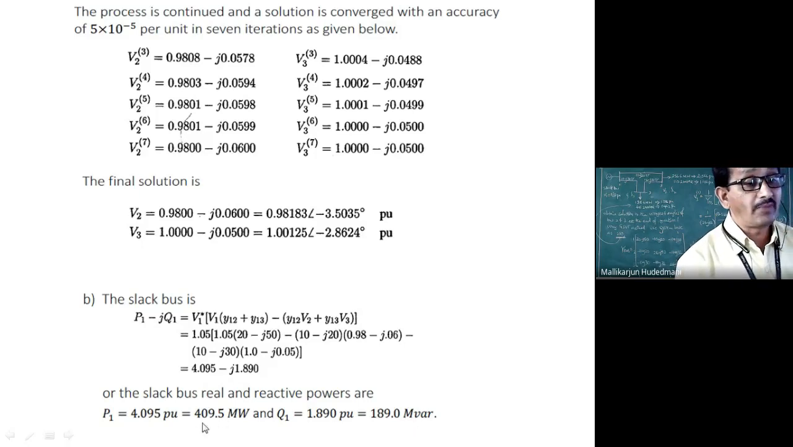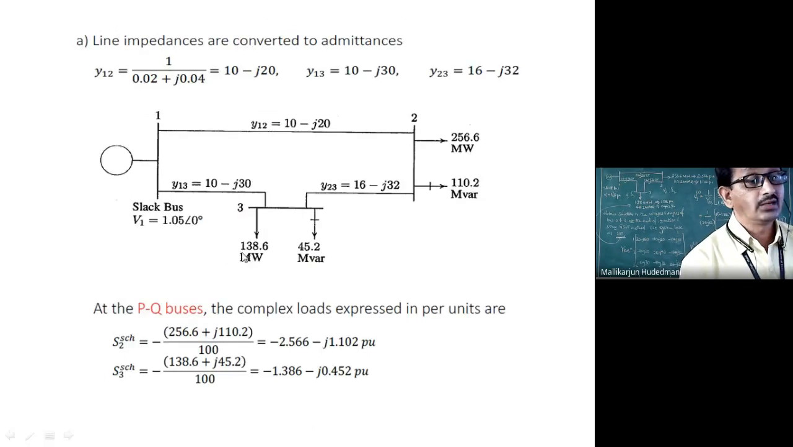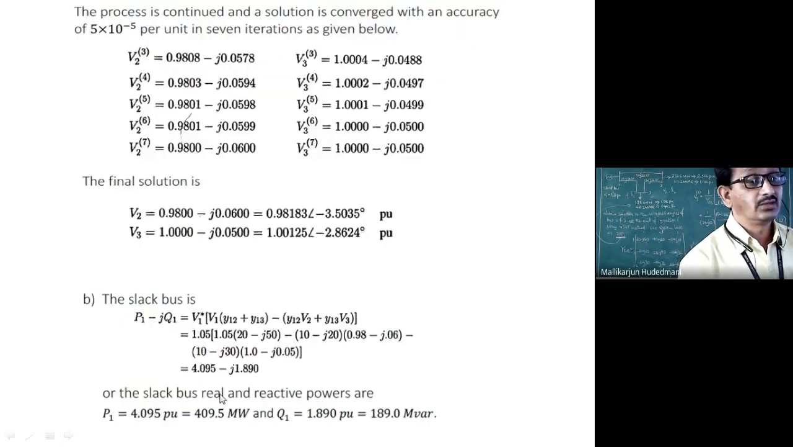Now I will take you back to the 409 and read the problem. What is the total power here? 138 plus 256. If I add these two plus the loss happening in the system, that is the active power pumped by the slack bus. 256.6 plus 138.6 plus the transmission line loss is nothing but the total power supplied by the slack bus, which is nothing but this one. Similarly, reactive power.